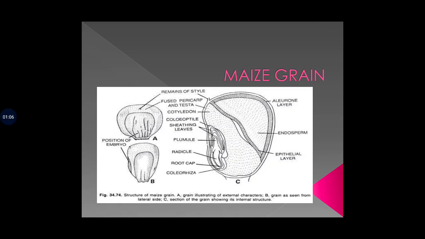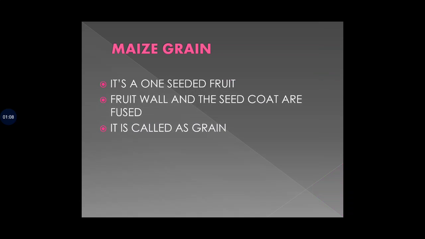First of all, in the first slide about the maize grain, I have written 3 points, in which I have mentioned that it's a one-seeded fruit, and the fruit wall and the seed coat are fused. It is called a grain.